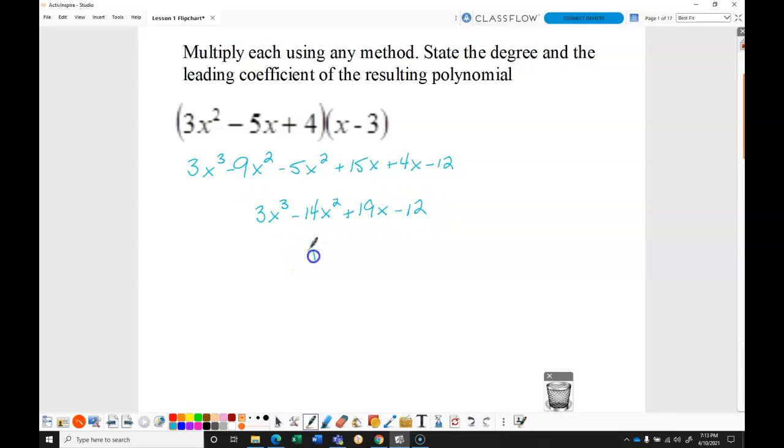And it has a degree. Remember, degree is the highest exponent, and that looks like a 3. And the leading coefficient then is the coefficient of the term we pick the degree out of. So if we pick the degree out of this term right here, that implies that the leading coefficient is also 3.